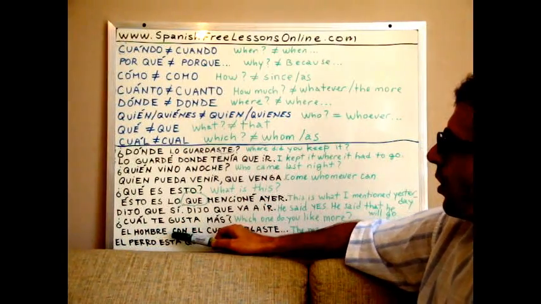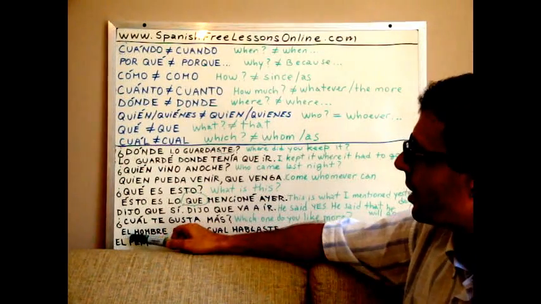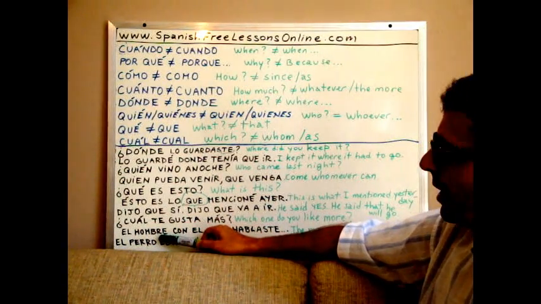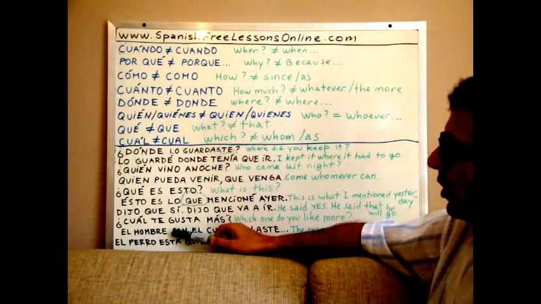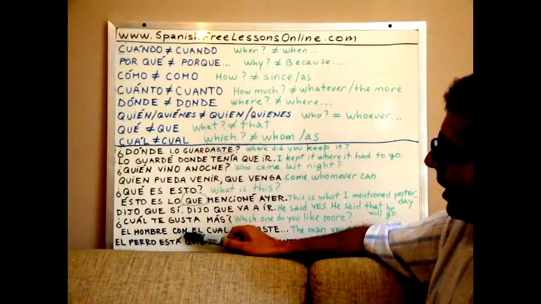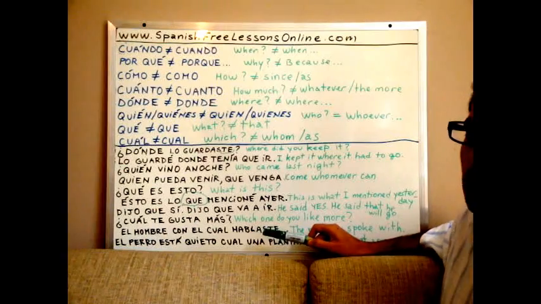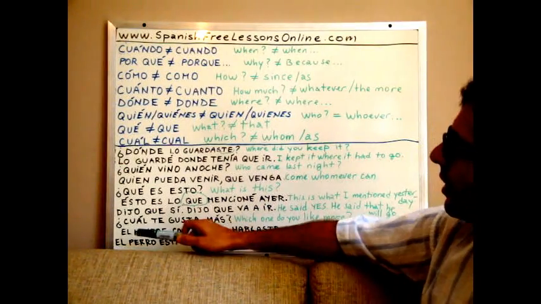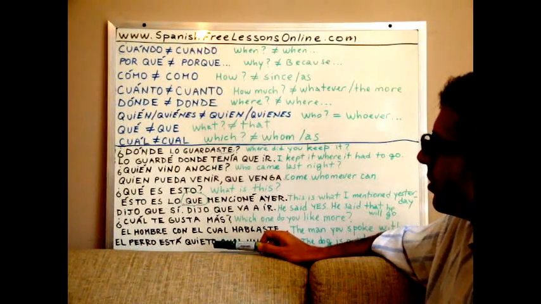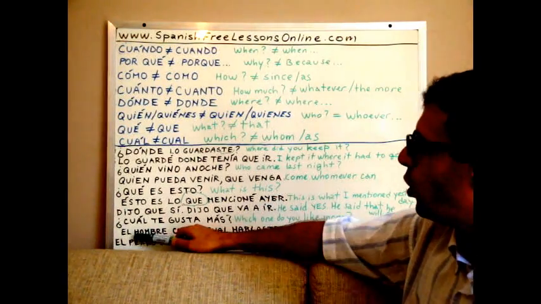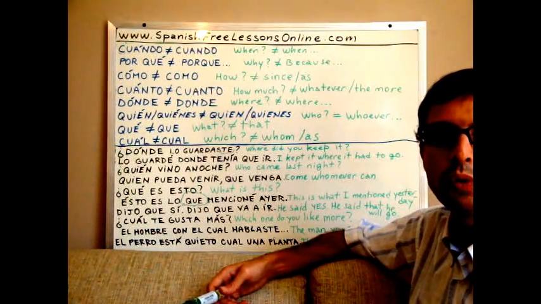El hombre con el cual hablaste. The man, hombre is man, with which, con el cual would be, con is with, el cual would be which, hablaste is you spoke or you talked, the man with whom or with which you spoke, right, or with which you talked. El hombre con el cual hablaste. So el cual would be with which or with whom.